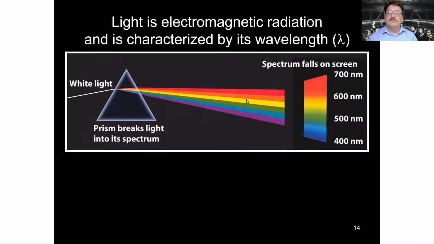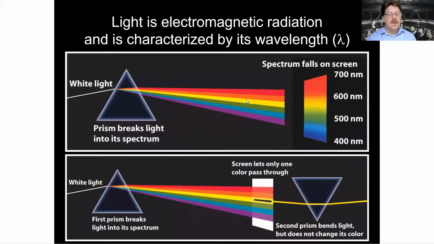So red light has a longer wavelength, blue light has a shorter wavelength. Commensurately, red light carries less energy than blue light. And so what I like to say is that light, regardless of how you characterize it, is the transportation mechanism of energy from point A to point B. And the amount of energy that a particular light particle or wave carries is directly related, or actually inversely related, to its wavelength. And so longer wavelength light carries less energy than higher wavelength light.